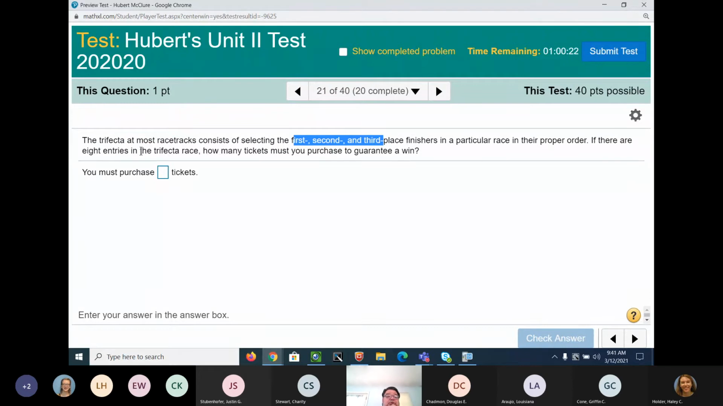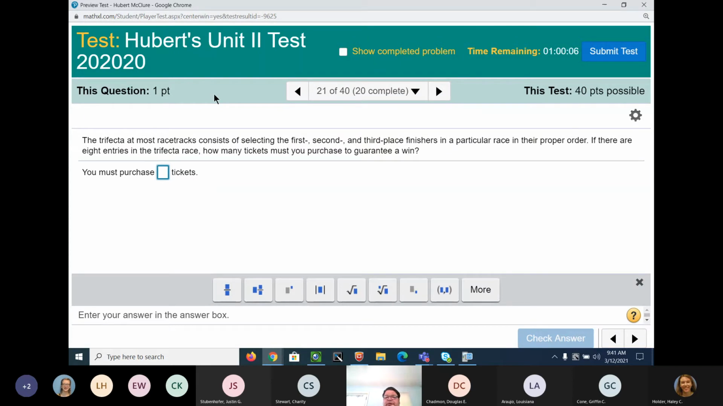If there are 8 entries, how many tickets must you purchase to guarantee a win? So there's 8 horses, or 8 cars, or 8 whatevers, and 8 permutation 3. Somebody give me 8 permutation 3, please.